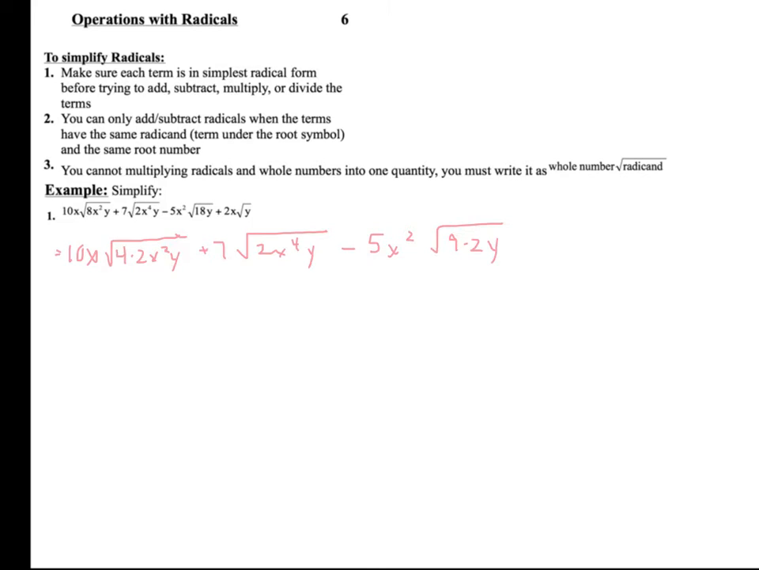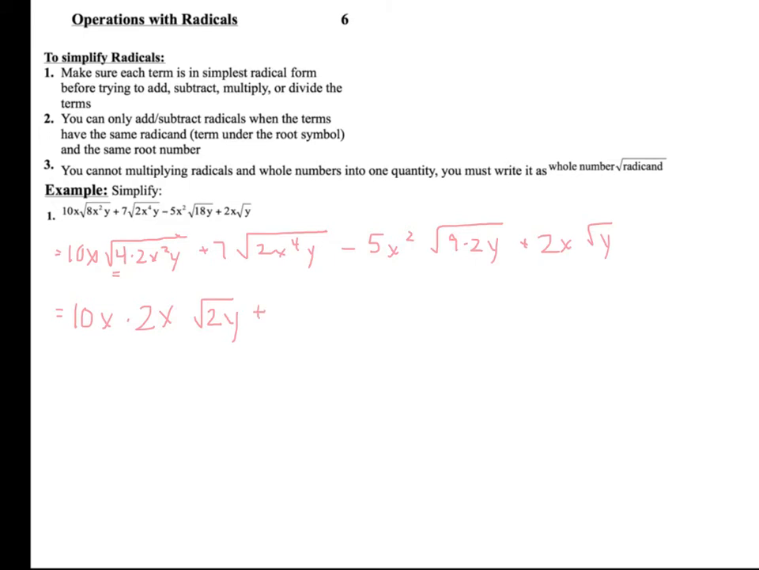And then 2x squared y is going to stay 2x squared y. So the square root of 4 is 2, so I'm going to take that out and multiply by it. Whatever I pull out of the radical, you multiply by. Square root of 2 I can't take the square root of, so it stays underneath. The square root of x squared, I can pull out one group of 2, so I can pull out an x, and y is going to stay underneath.